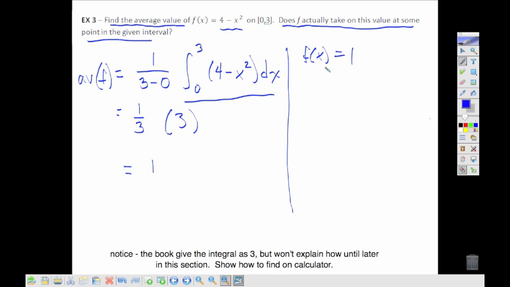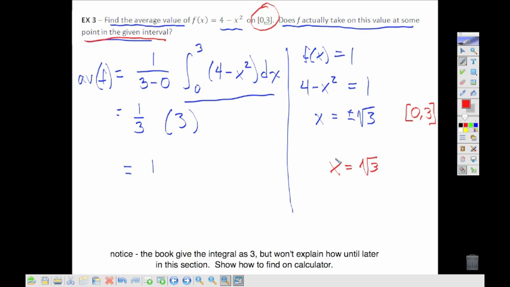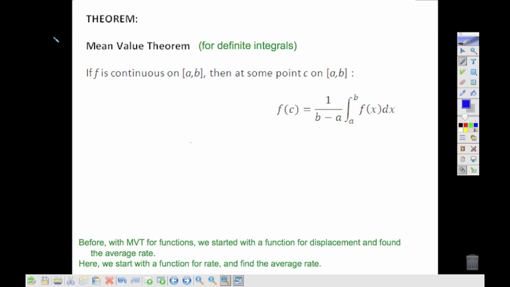Remember, this is the average of f, so this is actually a y value. So we take our function, 4 minus x squared, and see if there's anywhere where it's equal to 1. Working this out, we're going to get x is equal to plus or minus the square root of 3. Now it is important, they say, at some point on the given interval. We're only looking at the interval from 0 to 3, and so our answer here would just be the positive square root of 3.